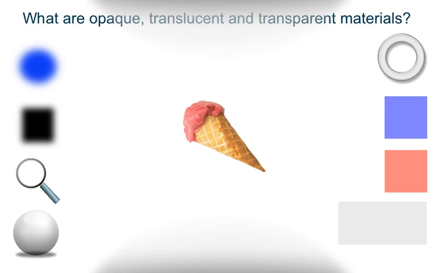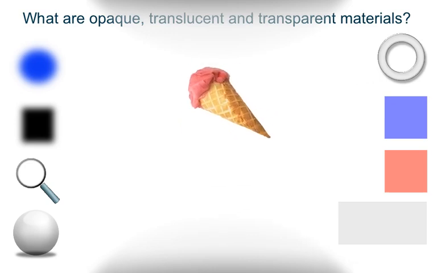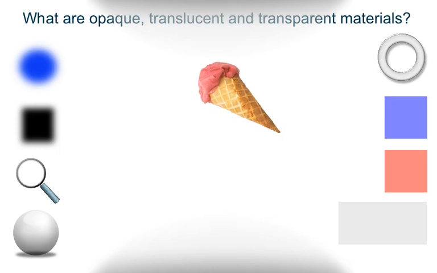Let me illustrate with some examples. Here we have an ice cream cone, and if we place different materials in front of it, we may or may not be able to see the object clearly. From that, we can determine whether the materials are opaque, translucent, or transparent. Firstly, if you recall from your first two lessons, the ice cream cone is reflecting light from a light source into your eyes.